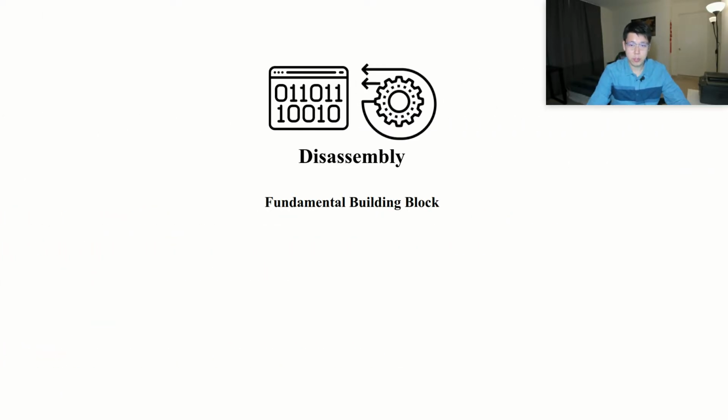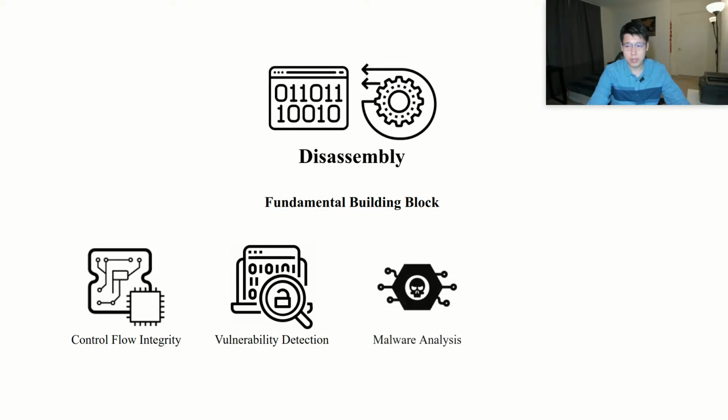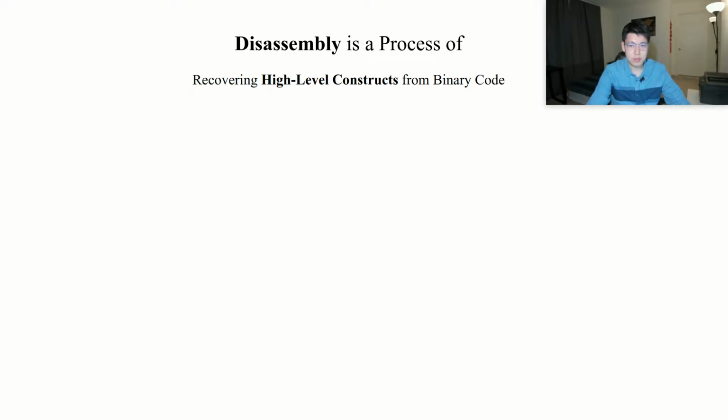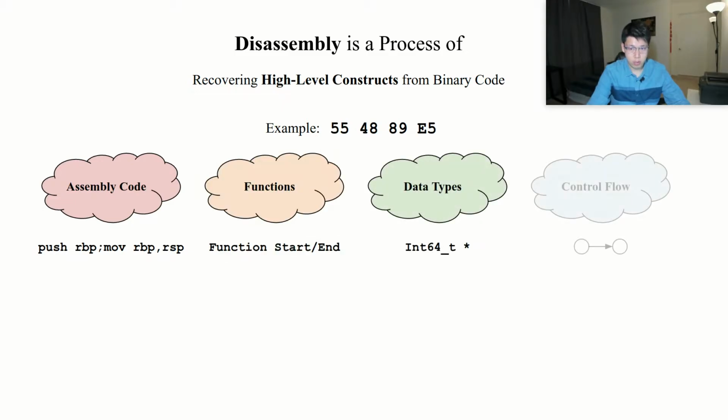Disassembly, which is always the first step in any binary analysis or reverse engineering task, is the fundamental building block for many downstream security-critical applications. The applications include retrofitting control flow integrity defenses, vulnerability detection, malware analysis, and binary hardening, to name a few. By definition, disassembly is a process of recovering high-level constructs from binary code. For example, given a sequence of raw bytes from binary code, disassembly aims to recover the assembly instructions, function boundaries, source-level data types, or control flow graph.